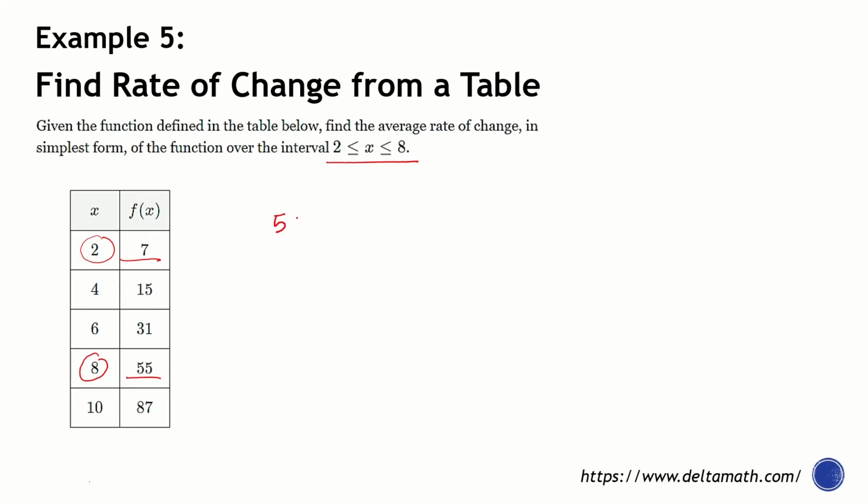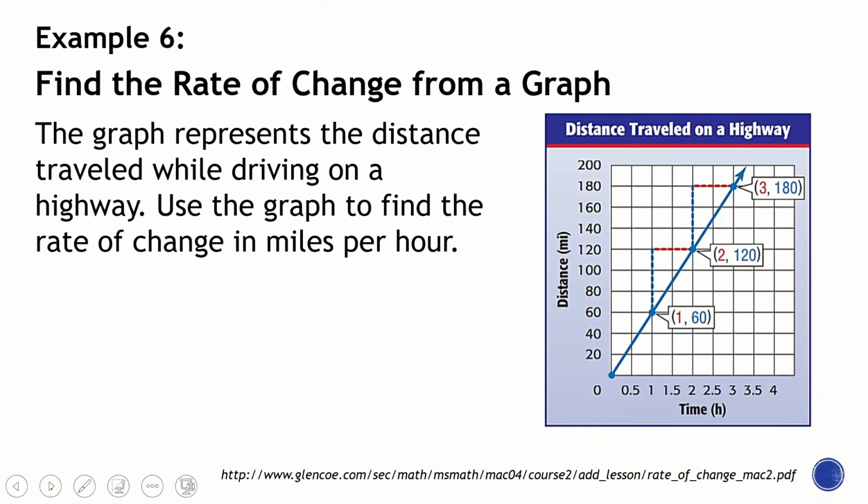So this is going to be 55, which is the output value of 8, minus 7, output value of number 2 rather, over 8 minus 2. So this is 48 over 6, which is equal to 8. Right? Let's go to the next one. Or you might encounter a problem like this.